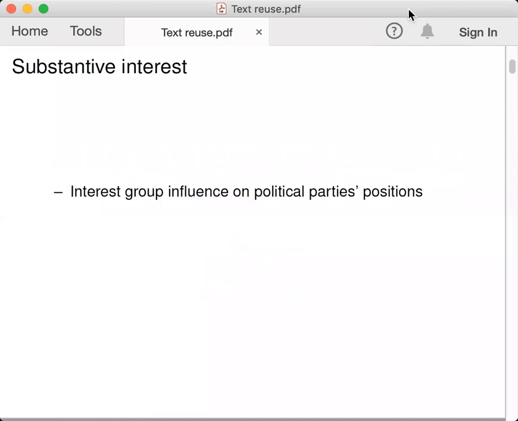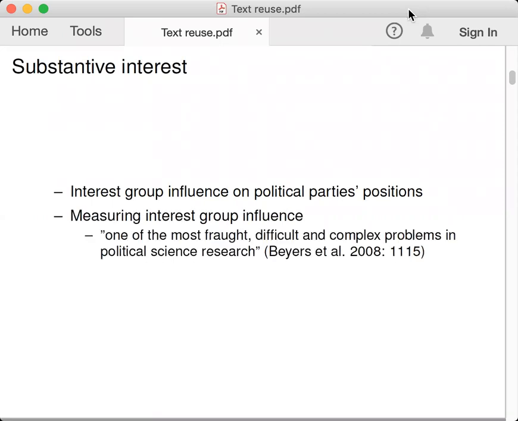what I'm trying to do in this paper, my substantive interest, why I'm interested in this text reuse approach in the first place, is because I want to measure interest group influence on parties and specifically on their positions on specific policy proposals. And measuring interest group influence in general is difficult. There are a lot of difficult things to measure in political science, but this is one of them.